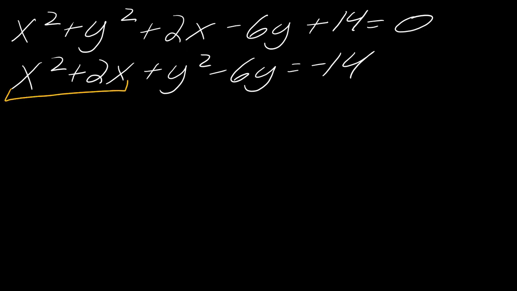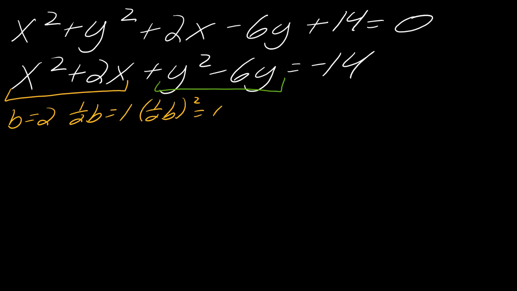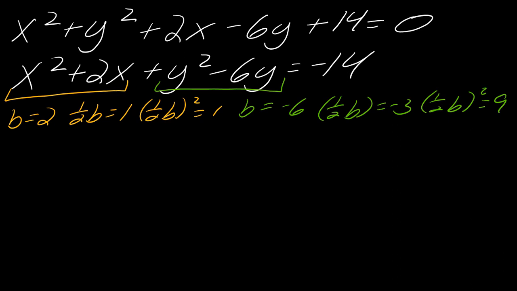Okay, so now I'm going to go ahead and do my completing the square magic. So in this case, my b is equal to 2. Therefore, my half b is equal to 1. And my half b squared is still equal to 1. And then for this other pair, my b is equal to -6, my half b is equal to -3, and my half b squared is equal to 9. All right, so now it's this 1 and 9 that I want to add to each part of the equation.